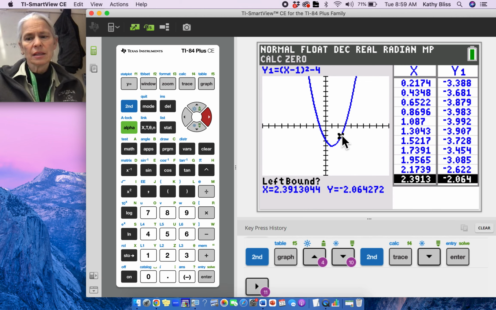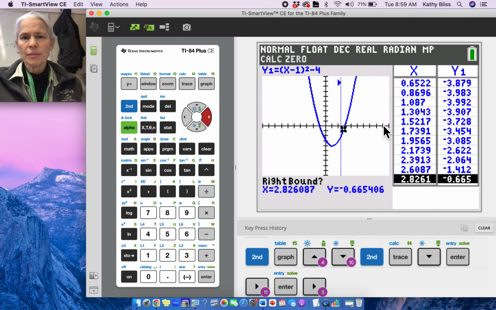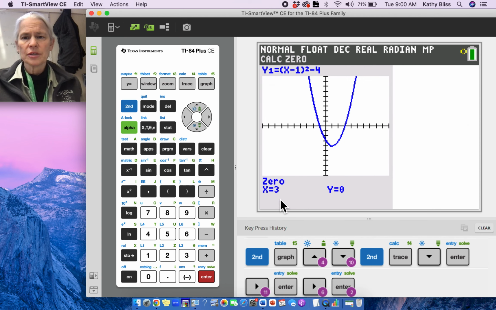So this is a little bit to the left, so I hit enter, and you see how you have this little arrow up here. And then I'm going to go a little bit to the right, because the next thing it says down here is right bound. And now I'm a little bit to the right of my intercept, and I hit enter. Now you see you have these two arrows pointing at each other. Those two arrows pointing at each other say, calculator, look here in between these two lines to find the x-intercept. Then it says guess, which you do not have to do, and you just hit enter.